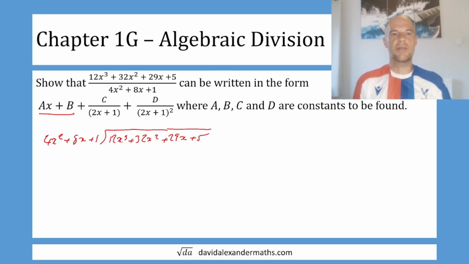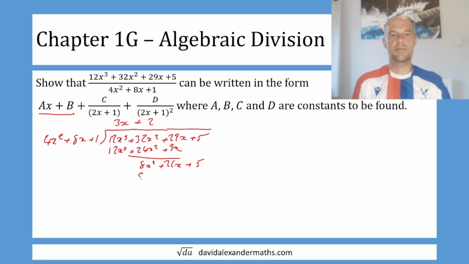Okay, so 12x cubed divided by 4x squared is 3x. 3x times 4x squared, that is 12x cubed. 3x times 8x is 24x squared. 3x times 1 is 3x. So we'll do our subtraction there. That will give me 8x squared plus 26x, and then we can bring down the plus 5. Now we can divide this quadratic by the 4x squared. So that's going to be plus 2.